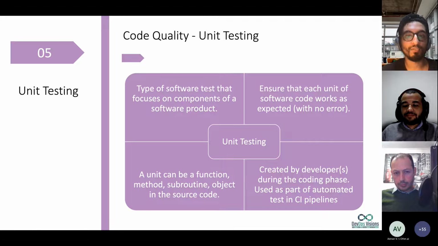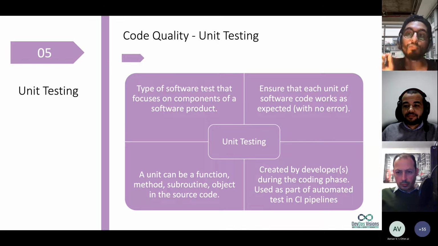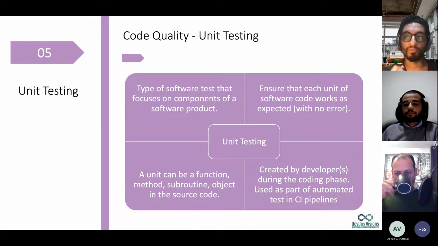So the code quality, the unit testing part. It's a type of software testing. It focuses on the components of the software product. So now I have a software, it has multiple features. Those features are somehow implemented into components. So we need to ensure that every unit in our software works as expected, which means it doesn't provide errors. So a unit itself can be a function, method, or subroutine. It depends on the programming language that you use. For example, in Golang you can have subroutines, methods in Java, functions in .NET, and you can have different things.